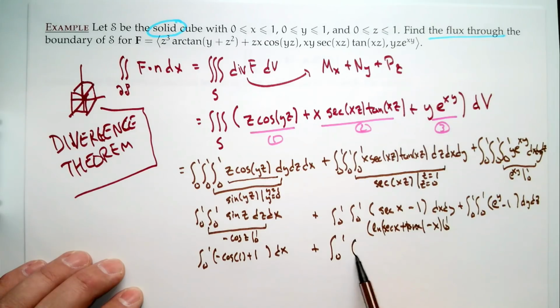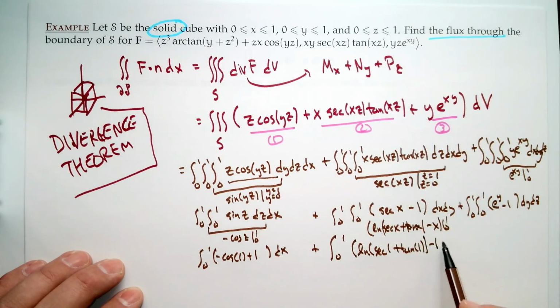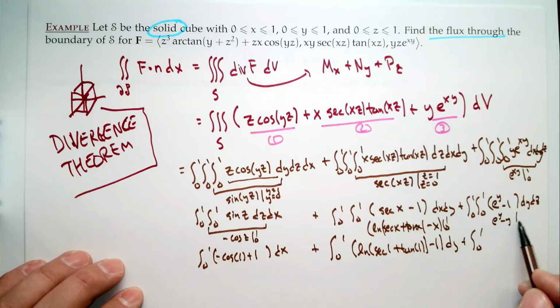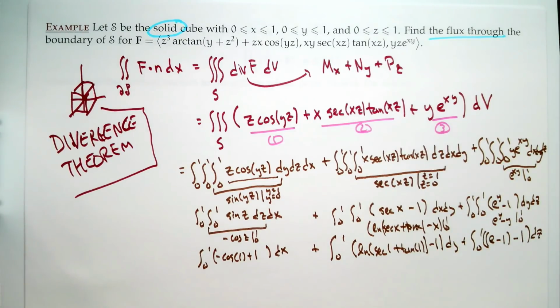And when we evaluate that, well, when you plug in 1, you'll get log of secant of 1 plus tangent of 1, which is just some crazy number, minus 1. And when you plug in 0, you'll get 0, which is nice. Integrate that dy. And then the last part, that's an easy integral. This is e to the y minus y. Evaluate that from 0 to 1, which becomes e minus 1 when you plug in y equals 1. Subtract e to the 0 minus 0, which is actually another 1. And that's going to be dz. And the last integrals are actually super easy because they're just now constants that are being integrated.